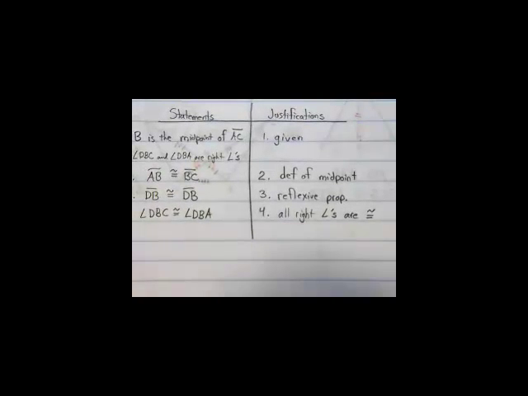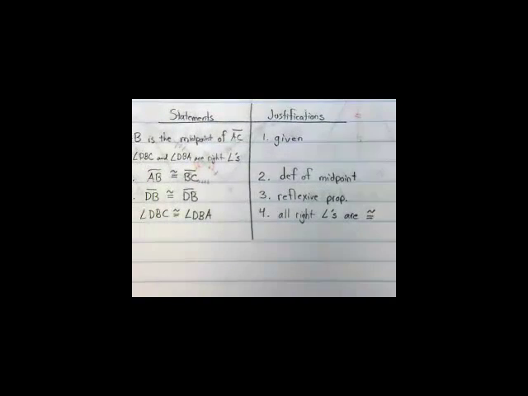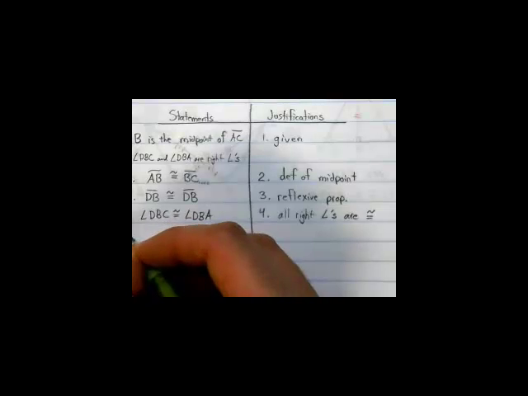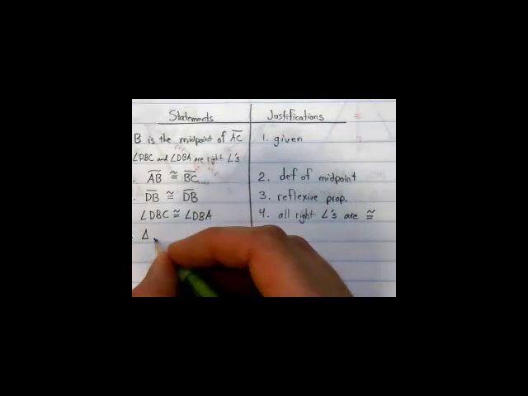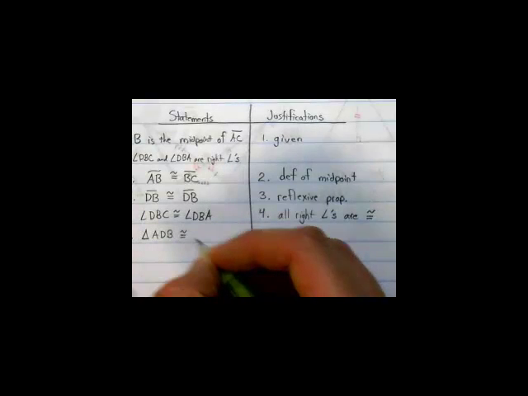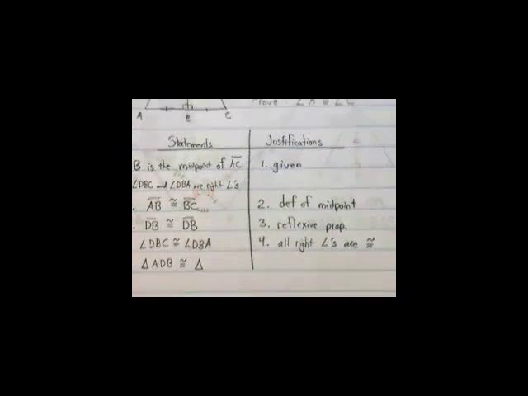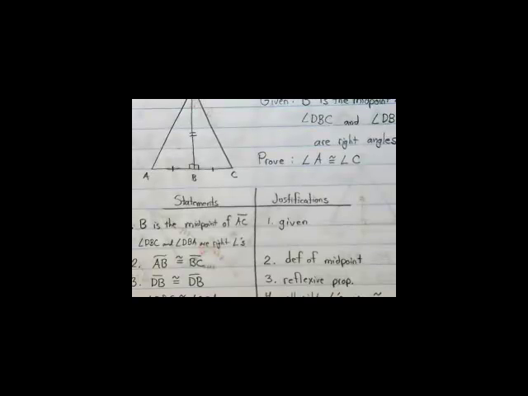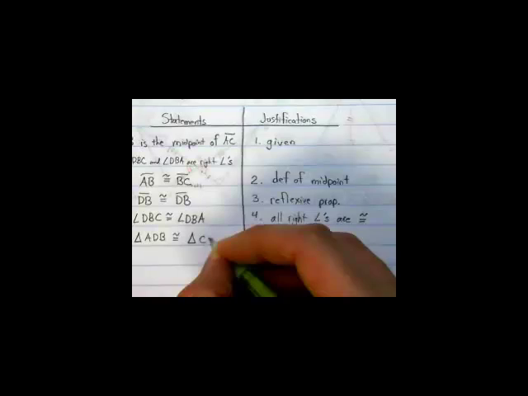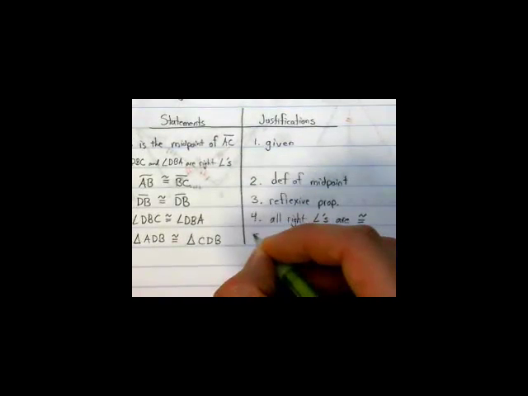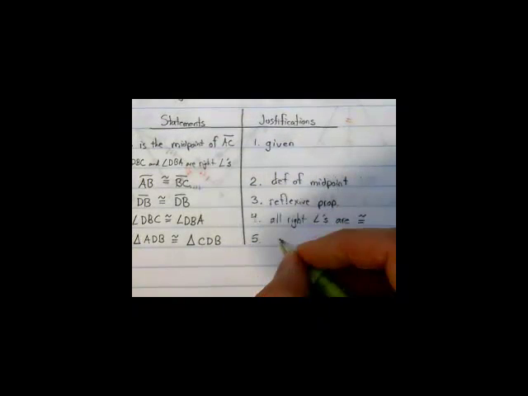Now we've got everything. We got the side, the angle, and the side. We got everything we need. So step number 5, triangle ADB. If I go that route with it, take a look at the picture. If I go ADB, how do I need to make the other one then? CDB. Yep, so CDB. And that was using, we said, side angle side.